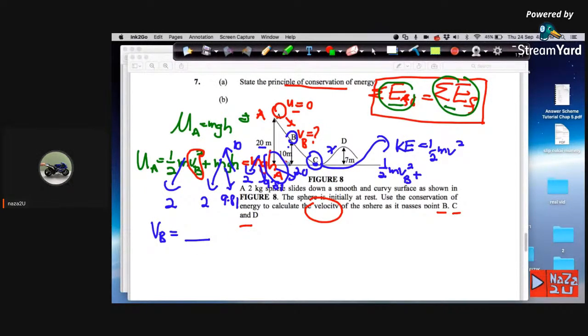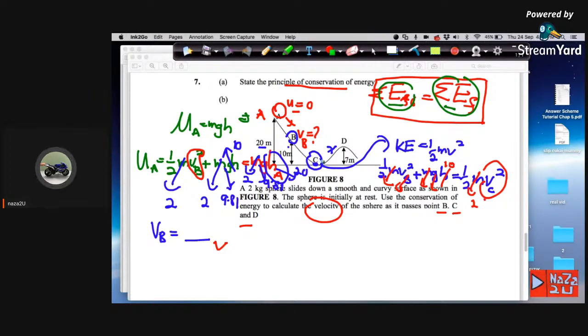Dia juga ada tenaga potential, because ada ketinggian, iaitu mgh. Dan pada titik C, half m VC square. So sama juga kat sini, kamu boleh gantikan dia punya nilai ni. Ni VB kita dah kira tadi kat sini. Mass kat sini 2 kg, G 9.81, H pada titik B adalah 10 meter, this 10. So mass kat sini 2 and you can calculate the VC.